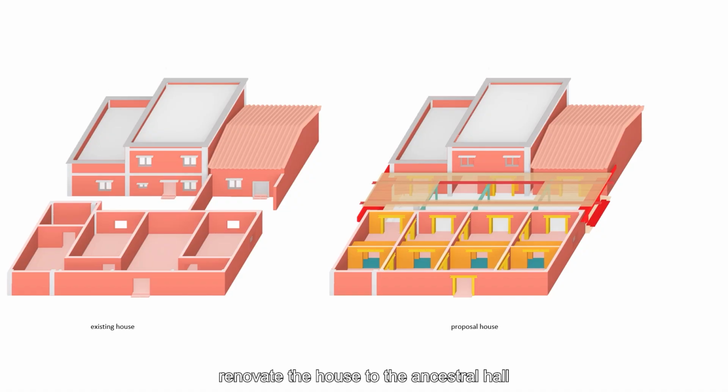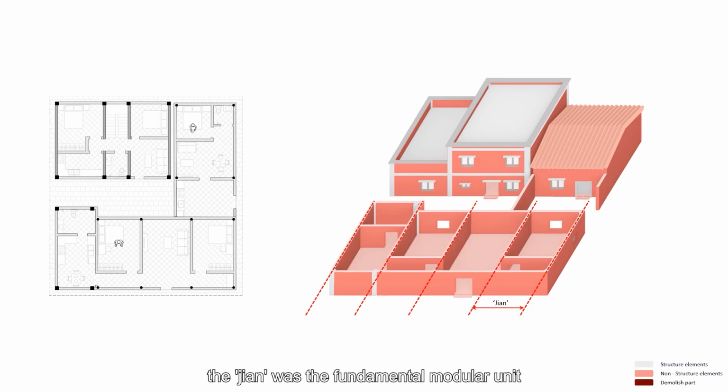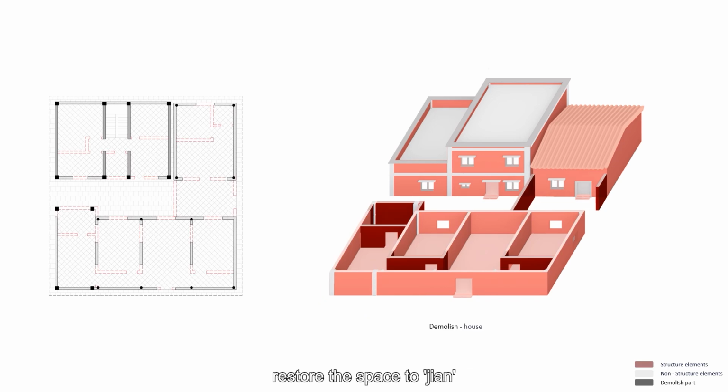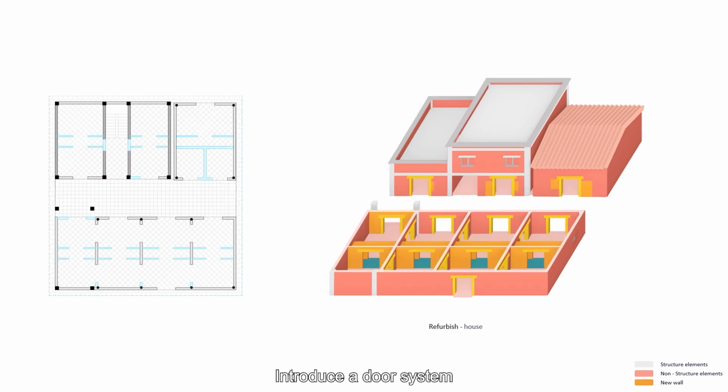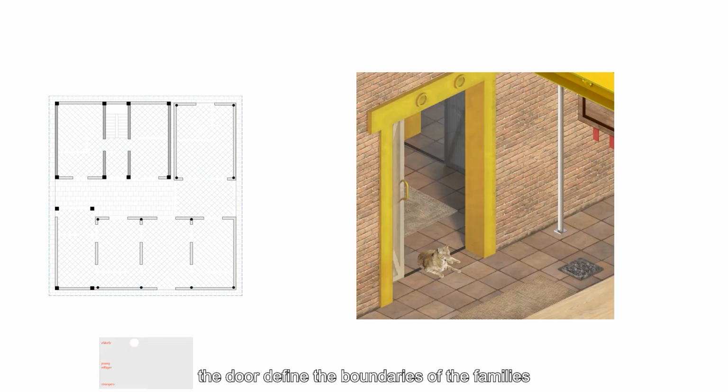Renovate the house as an ancestral hall. Jian was the fundamental modular unit, referring to the space between two columns. Restore the space to Jian, with openings for doors. Introduce a door system. The door defines the boundary of the families. If the space extends, the same family will be the owner of two rooms. It means Ray has the option to live alone or with others. The family structure can be dynamic.